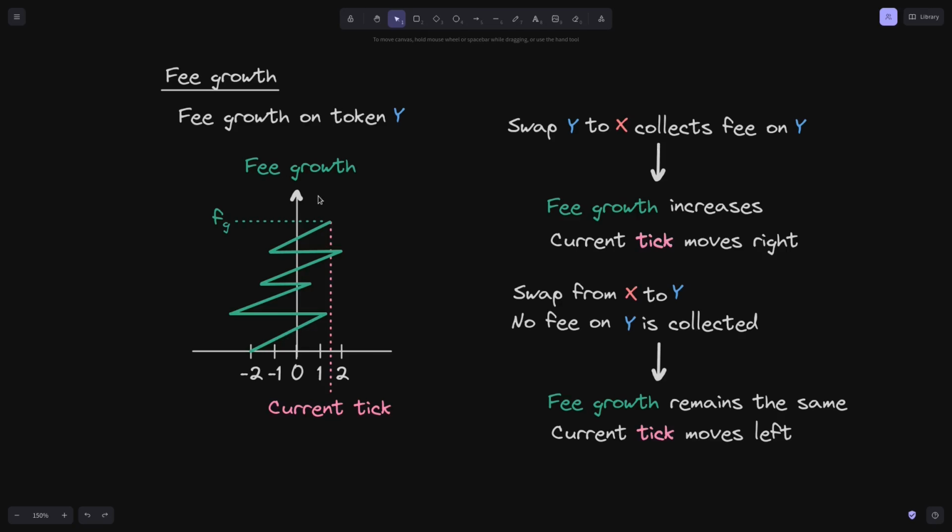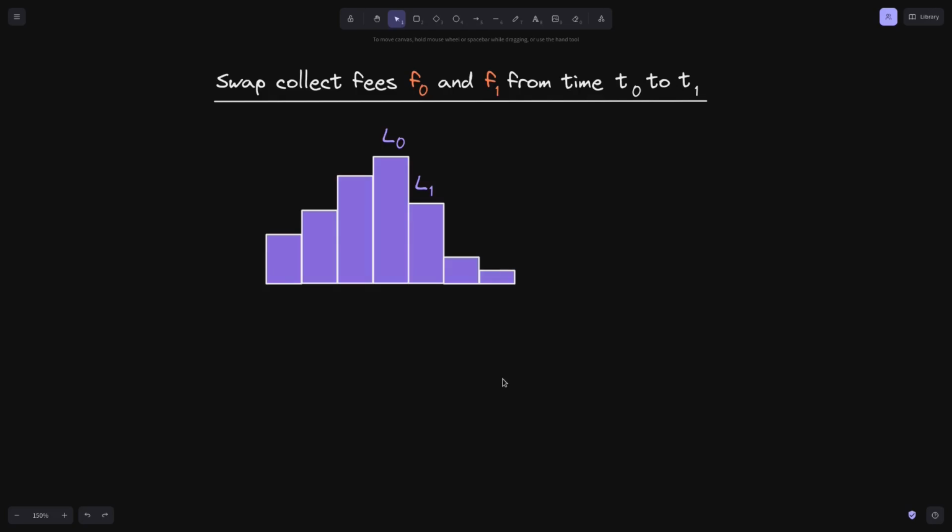Now, for this example, I showed you the fee growth on token Y. And to visualize the fee growth on token X, you would flip this diagram. When there's a swap from token X to token Y, fee growth on token X will increase. And when there's a swap from token Y to token X, then fee growth on token X will remain the same. Let's look at some more examples of fee growth.